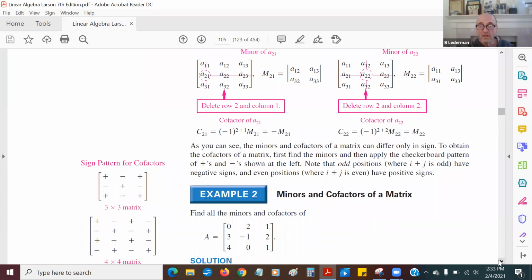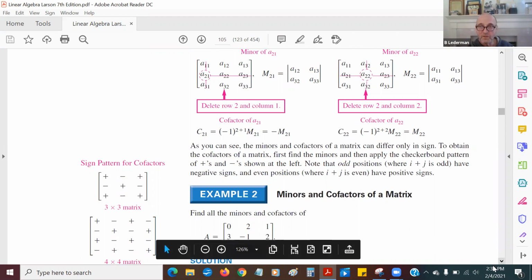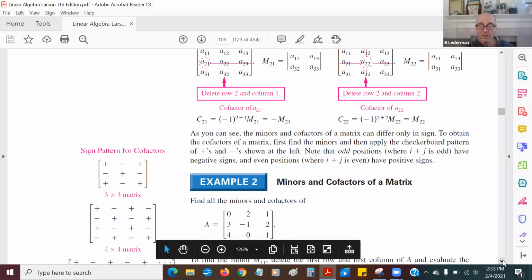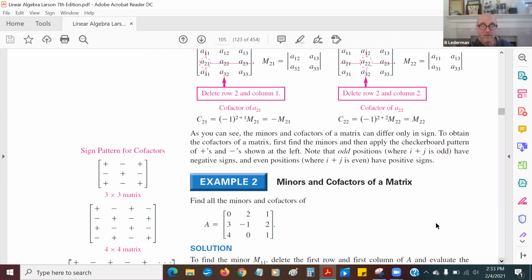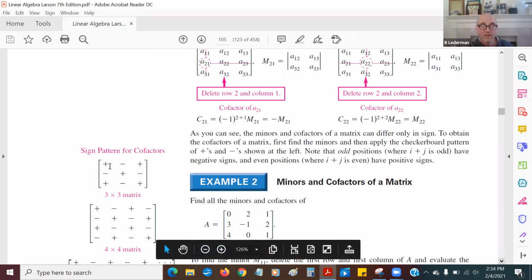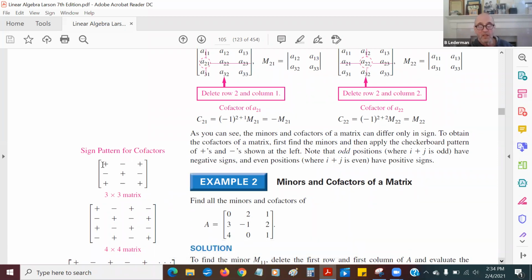So here we go. Let's look at some examples. Here's A. A is this matrix right here: 0, 2, 1, 3, 1, 3, -1, 2, 4, 0, 1. Before we go on, there's a pattern here. You see this right here, that's A11. Well, 1 plus 1 is 2, and -1 to the second power is +1. This here is A12. Well, 1 plus 2 is 3, and -1 to the third power is negative.